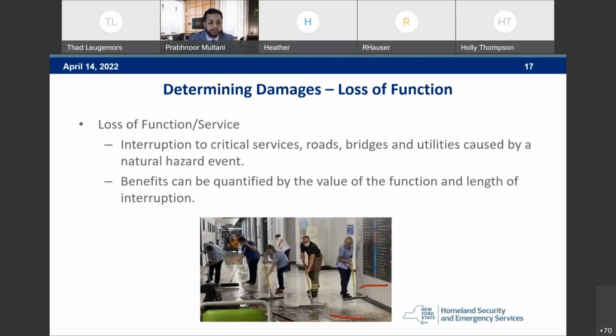Determining damages: loss of function. Loss of function or service is interruption to critical services, roads, bridges, and utilities specifically caused by a natural hazard event. Benefits can then be quantified by the value of the function and the length of the interruption. And as you can see in the image below, it is a hospital that was flooded. We have firefighters working, we have volunteers. That can all be computed into benefits to show the loss of function and the loss of service and damages that the hospital had incurred, or cost, I should say. Next slide, please.